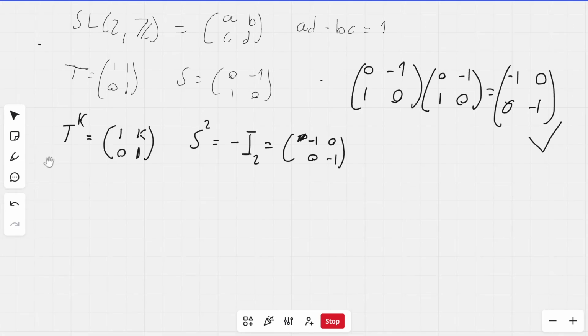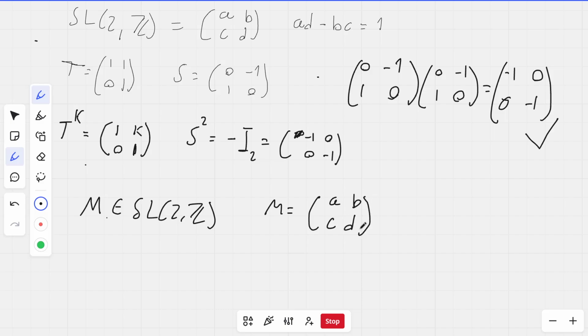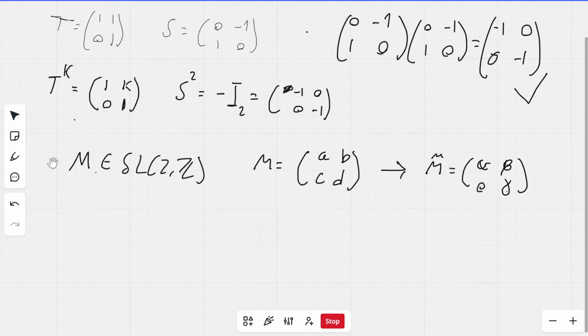Okay, so to prove that this group is generated by these 2 elements, we're going to consider an arbitrary matrix in the group, M equals A, B, C, and D. And what we're going to do is, by multiplying M by powers of T and S, change this matrix to one where the bottom left entry is 0. I'm going to show you how we do that.